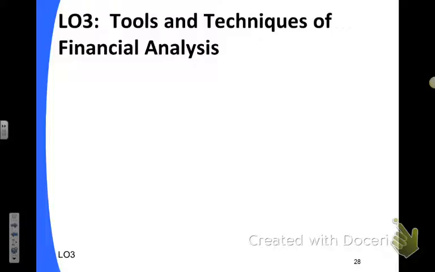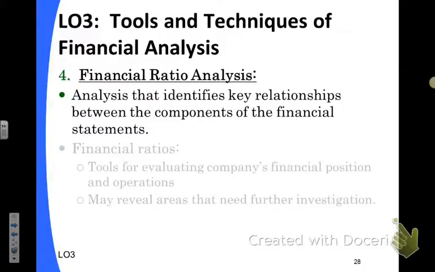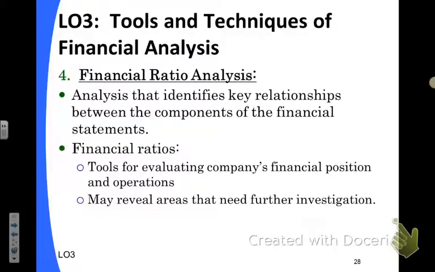And then lastly, we have financial ratio analysis, which is the analysis of different relationships between components of the financial statements. We will spend basically all of Learning Objective 4 on the financial ratio analysis, but we'll just define it here for you. Again, it's the relationship between components of the financial statement, and it's a tool for evaluating the company's financial position and operations, and may reveal areas that need further investigation or further attention from management in terms of how the corporation is performing.